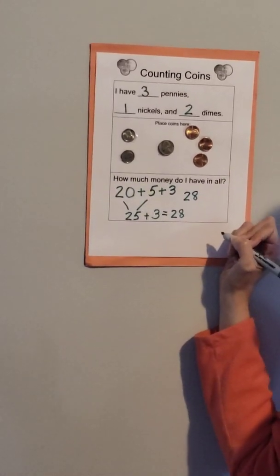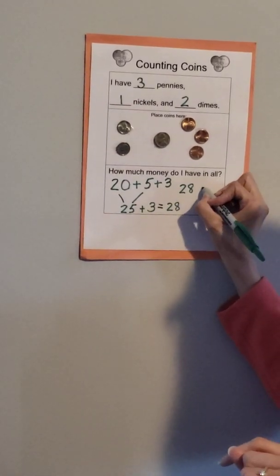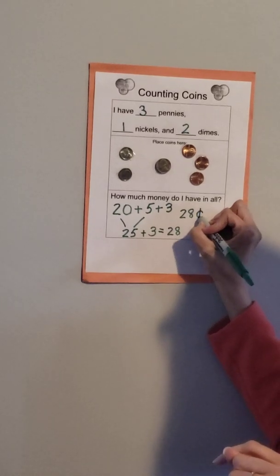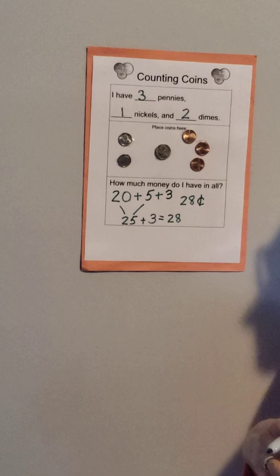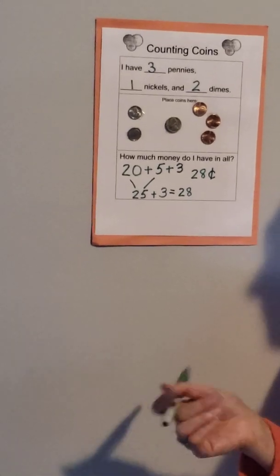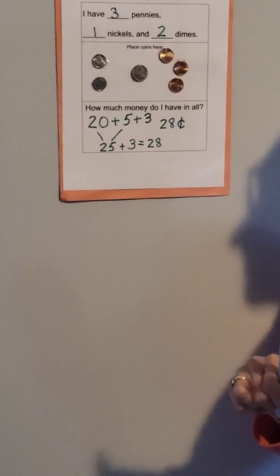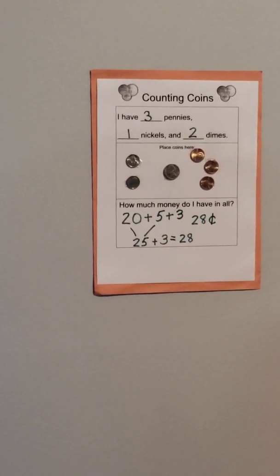But instead of writing the word cents, I'm going to use the symbol. And the symbol for cents is a C for the word cents with a vertical line through it. And we use this symbol because it's quicker and easier to write, and it takes up less room. Now you want to make sure you include the symbol, because if not, I might think you have $28 instead of 28 cents. And those are very different from one another.